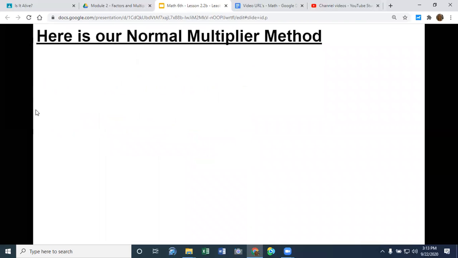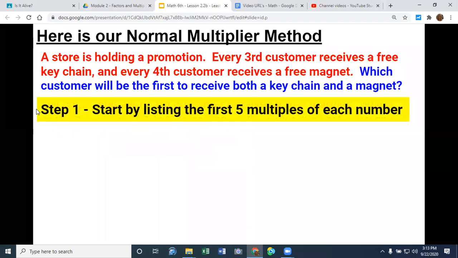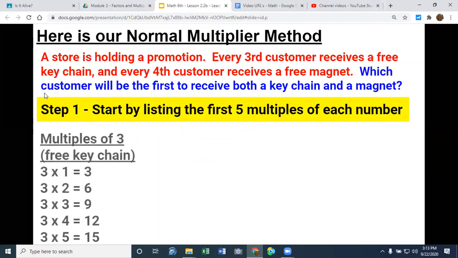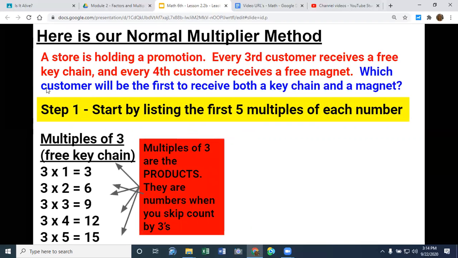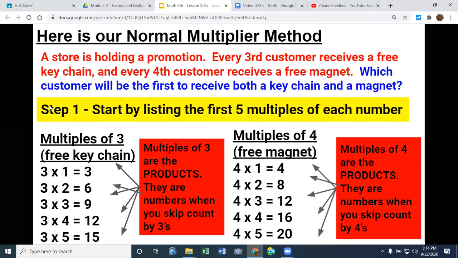Here is our normal multiplier method. This is the one we were talking about yesterday. Same question, what do we do instead? We list the first 5 multiples, multiples of 3. 3 times 1, 3 times 2, 3 times 3, 3 times 4, 3 times 5. The products are the multiples of 3 when you skip count by 3s. For the 4s, we do the same thing. 4 times 1, 4 times 2, 4 times 3, 4 times 4, 4 times 5. The multiples of 4 are the products or the answers.